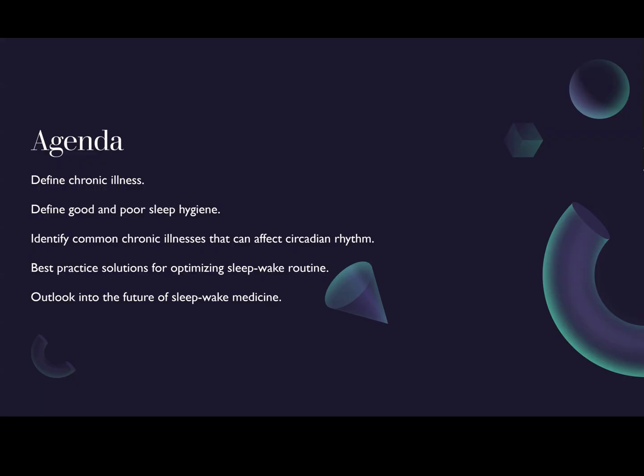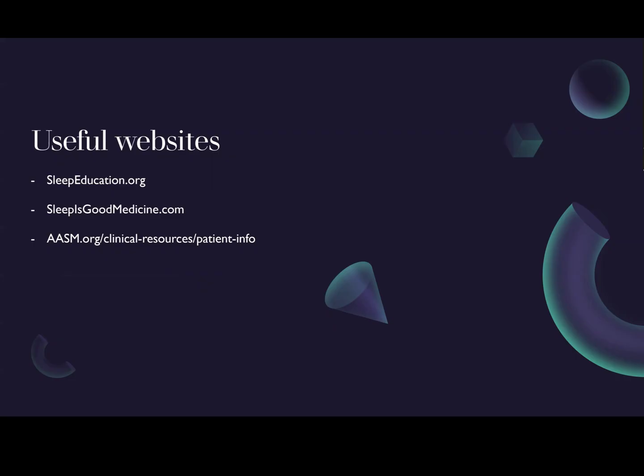So, some useful websites: sleepeducation.org has a lot of information on primary sleep disorders, but it also has general information on sleep hygiene and useful links internally in the website. There's a relatively new website, sleepisgoodmedicine.com. That has a little calculator in there. You could have the patient punch in some questions and it'll show them if they have a sleep disorder they might want to see a sleep physician for.